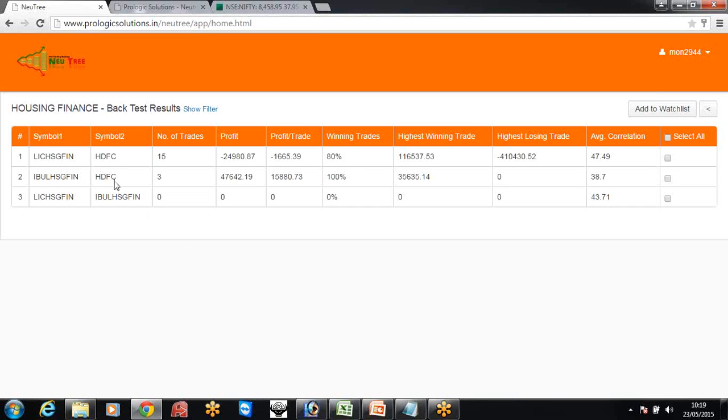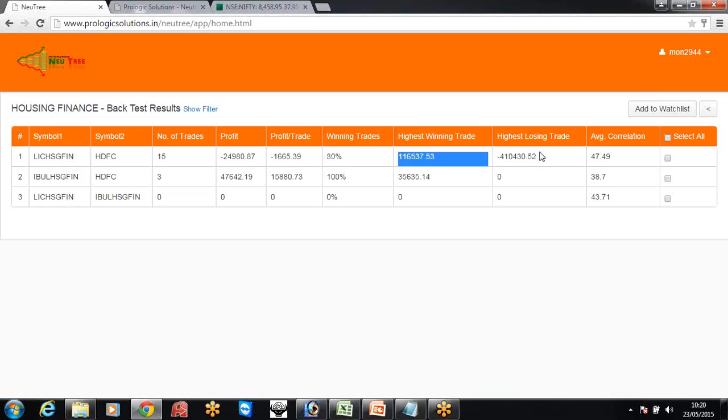Now let's see here. We have India Bulls and Housing HDFC. This we have 3 trades. You can see that is 100% winning trades. That means there is not even a single trade where you have lost money here. And we have LIC and HDFC. We had 15 trades in the past 10 years. 80% are winning trades. So hardly 1 or 2 trades you would have lost.